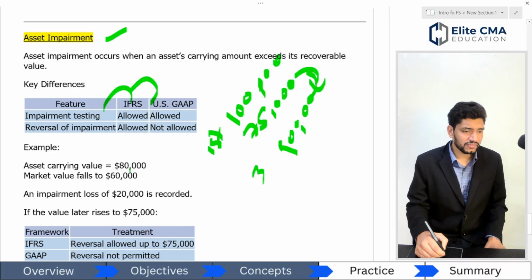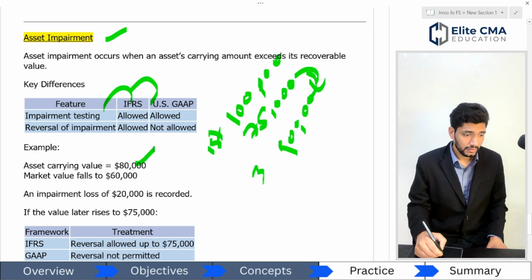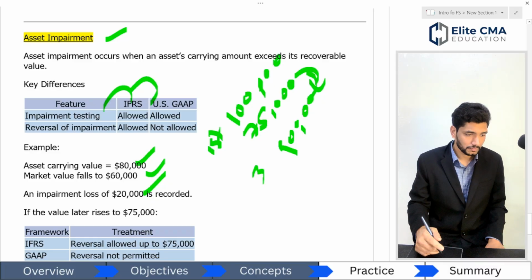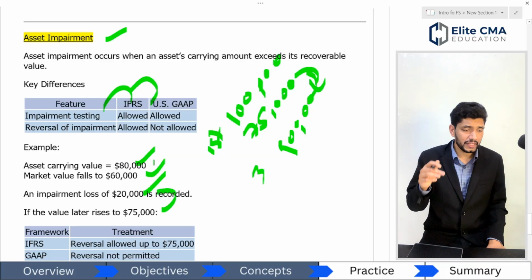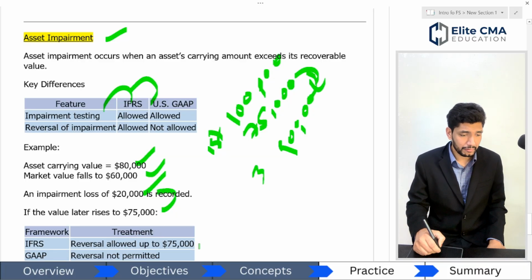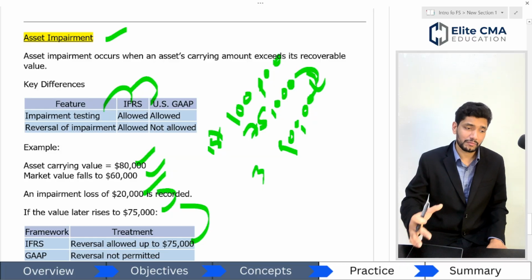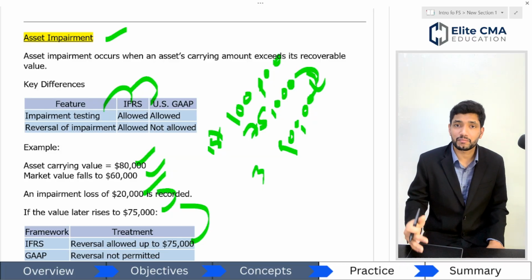Just look into this example. Asset carrying value is 80,000 and market value falls to 60,000. So the impairment loss of 20,000 is recorded in both accounting standards, IFRS and US GAAP. If the value later rises to 75,000, in IFRS reversal is allowed up to 75,000, but in US GAAP reversal is not permitted. That is the key difference in asset impairment treatment.